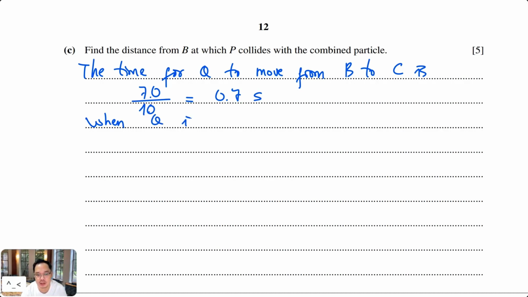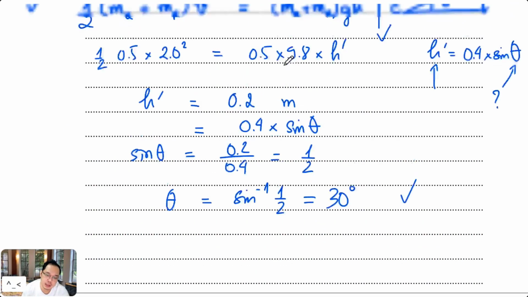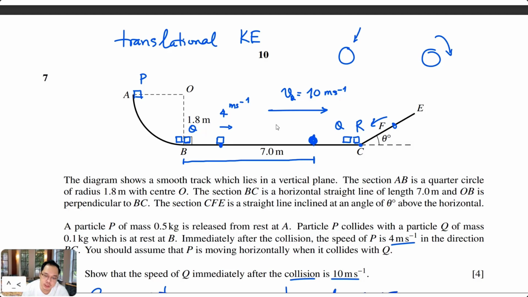And when Q is at C and colliding with R, the particle P slides or moves a distance. I can call that the new position M somewhere, 0.7 seconds after the collision between B and C. So this distance is the speed of P, which is 4 meters per second, multiplied with the time 0.7 seconds, and it's 2.1 meters from B. Okay, the particle P is here, 2.1 meters.